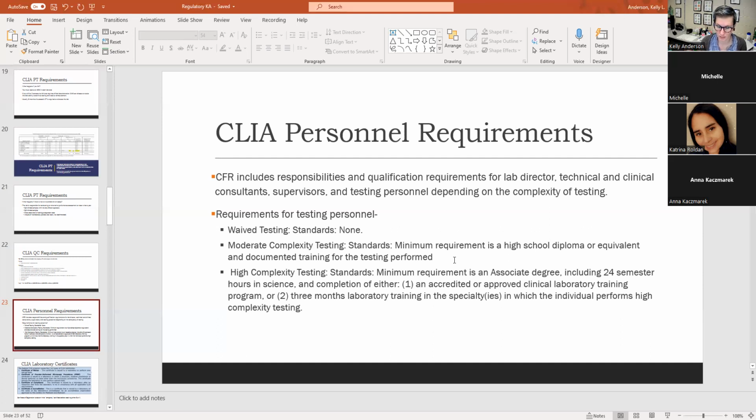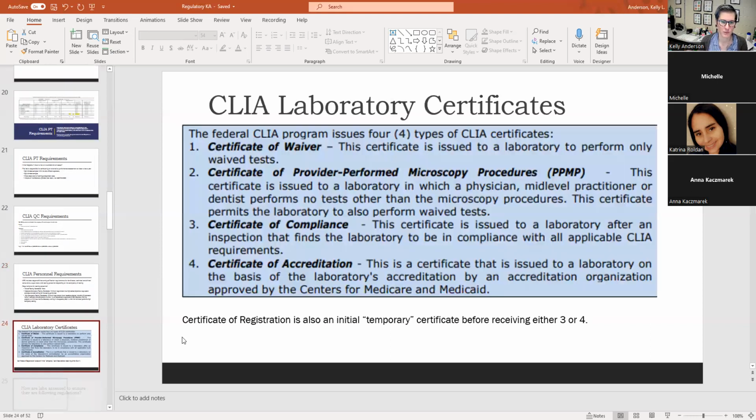For high complexity testing, the minimum requirement is an associate degree that has 24 hours of science and completion of an accredited or approved clinical training program, or 3 months laboratory training in the specialty in which the individual performs high complexity testing. So note that CLIA high complexity minimum is an associate's degree and either a medtech program or 3 months lab training. We'll come back to that.